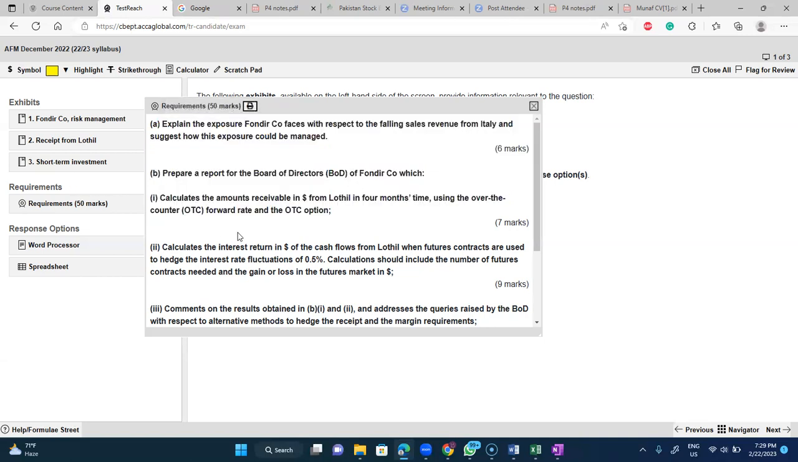calculate the interest return. So it's a case of lender interest return, not the interest cost, interest return in dollars of the cash flows from Lothal when future contracts are used to hedge the interest rate fluctuation of 0.5%. Calculation. Guys, give me 1 minute. I'm taking a pause for 1 minute.